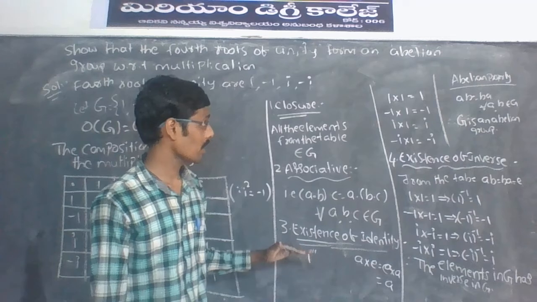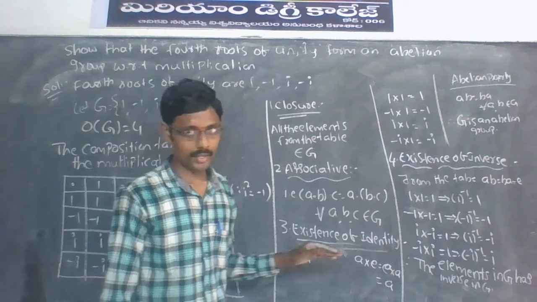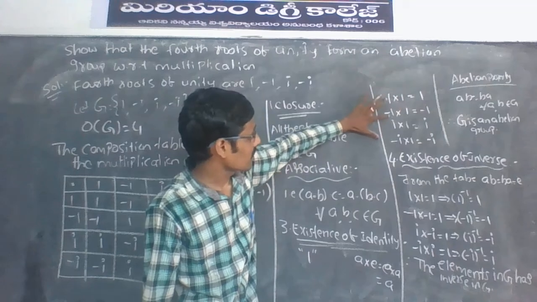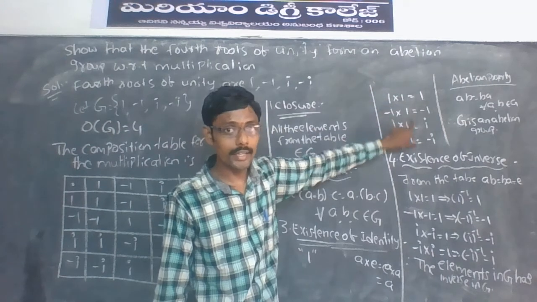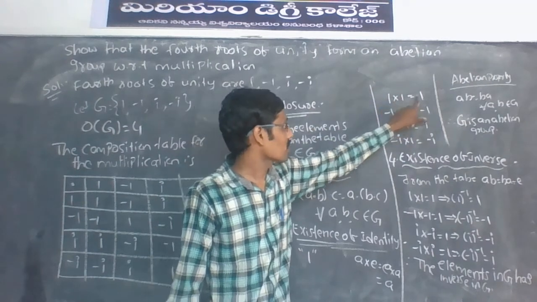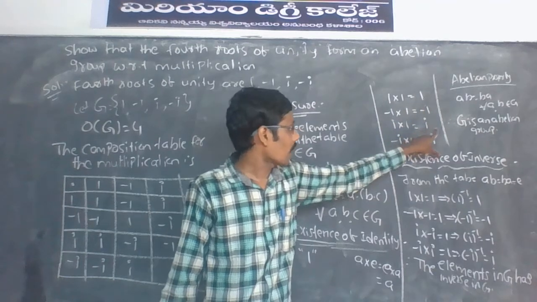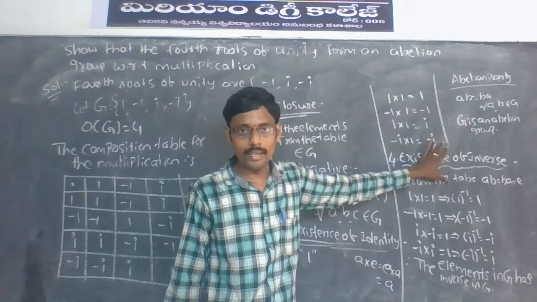Existence of identity. From the table it is clear that 1 is the identity element. Identity property: A into E is equal to E into A is equal to A. The elements in Z, 1 is the identity element. Multiplication: 1 into 1 is equal to 1. Minus 1 into 1 is equal to minus 1. i into 1 is equal to i. Minus 1 into i is equal to minus i.